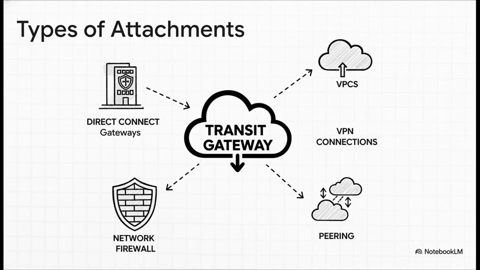And wow, the flexibility here is just incredible. I mean, look at this list. You're not just attaching VPCs. You can hook up your corporate data centers with Direct Connect, your branch offices with a VPN. You can even attach security appliances like the AWS Network Firewall. You can even connect transit gateways to each other, which we'll get to in a sec. This is what makes it a real game changer.